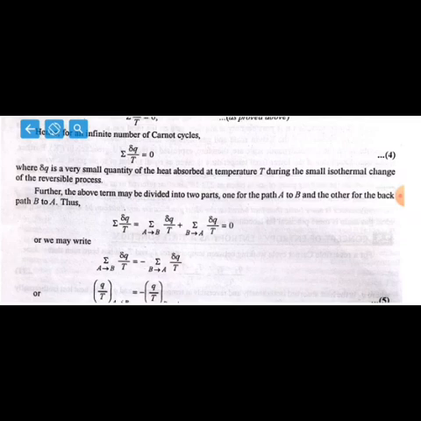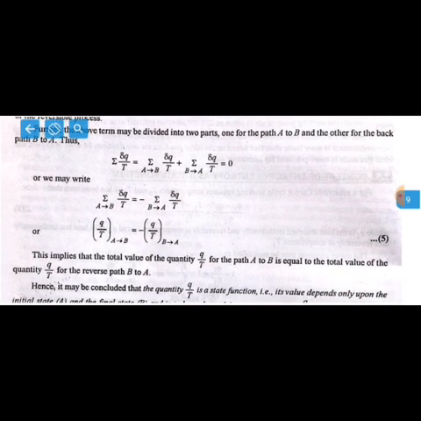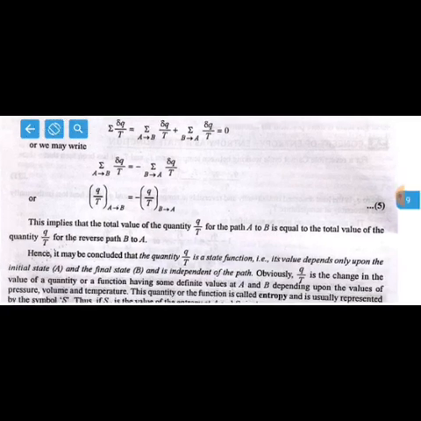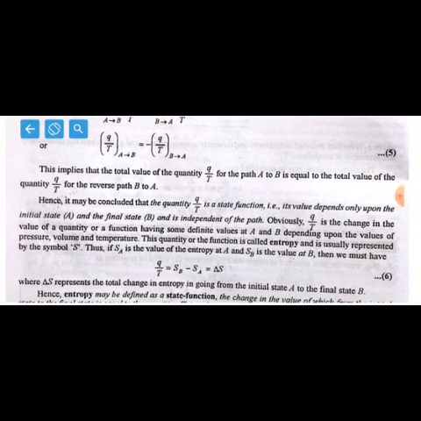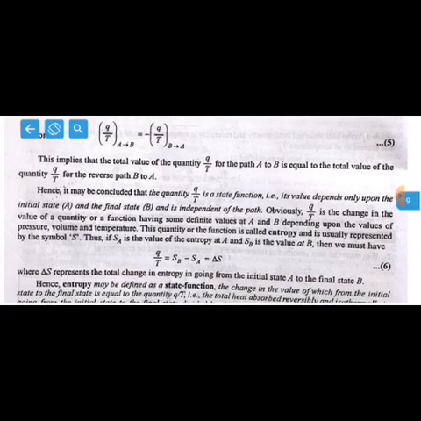The summation of δQ/T is equal to the summation from A to B of δQ/T plus the summation from B to A of δQ/T, which is equal to 0. Or we may write the summation from A to B of δQ/T is equal to minus the summation from B to A of δQ/T. This implies that the total value of the quantity Q/T for the path A to B is equal to the total value of the quantity Q/T for the reverse path B to A.